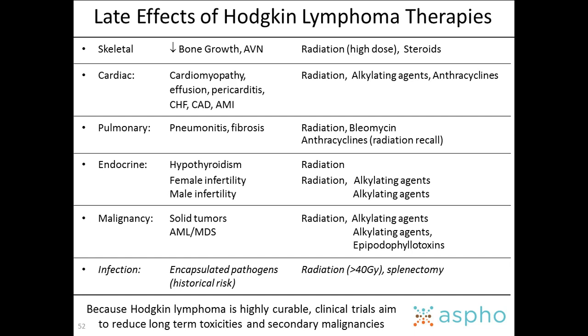Historically, there was infection with encapsulated pathogens, because in the old days, people would do splenectomy to stage Hodgkin. That's still on the 2000 content prep. We don't do splenectomy as part of our staging anymore. I hope it's not a question, but you should know how to treat somebody who doesn't have a spleen.